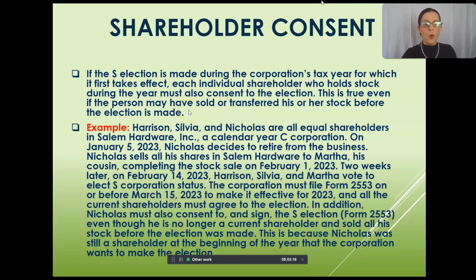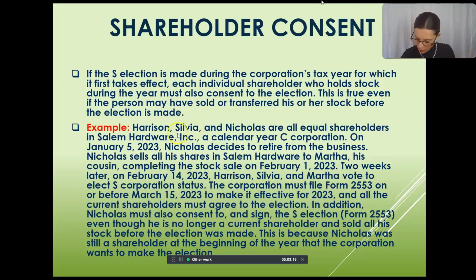You have to have 100% of the shareholders agree to the S election. And that's true even if it's a situation where one of the shareholders has already sold or transferred their stock. As long as they were shareholders in that year, in the year that the corporation is actually making the election, then they have to sign the Form 2553. An S election requires 100% shareholder approval.